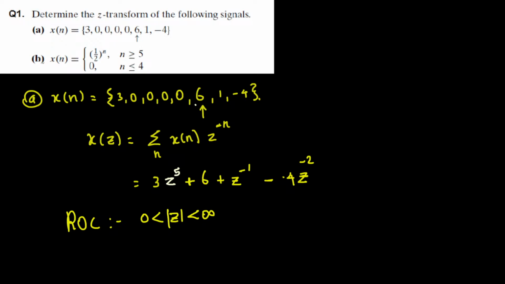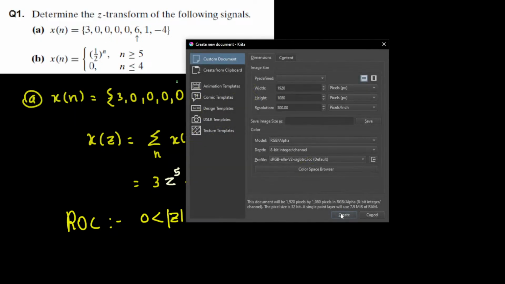Now let's look at the B part of this question. The B part of this question is a piecewise function. We have x of n equal to half power n, and it only exists when n is greater than or equal to 5. Other than that, when n is less than or equal to 4, it is 0. So if it's 0, we don't have to consider that part. We only have to consider wherever something exists. So the value we have is when n is greater than or equal to 5, we have this function right here. So that is the only part we have to take care of. Okay, let's go ahead and do it in the next page.